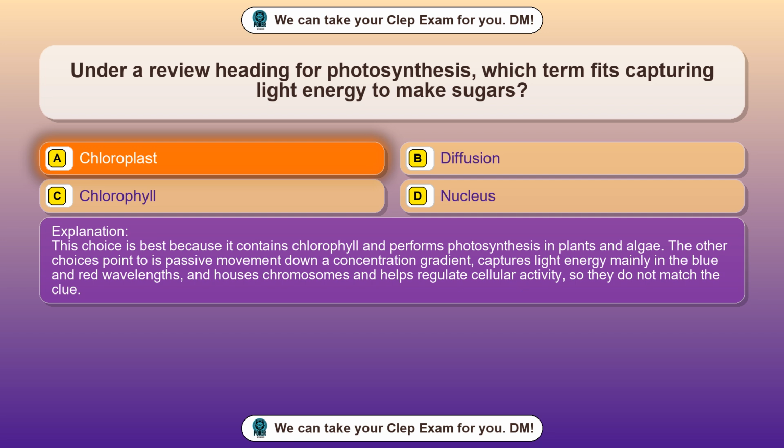The other choices point to is passive movement down a concentration gradient, captures light energy mainly in the blue and red wavelengths, and houses chromosomes and helps regulate cellular activity, so they do not match the clue.